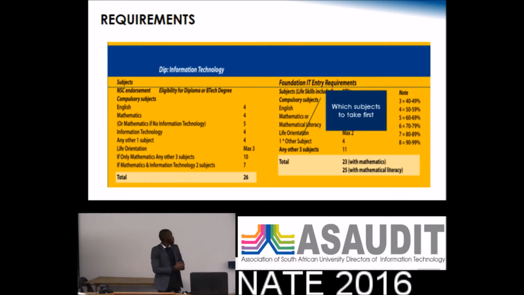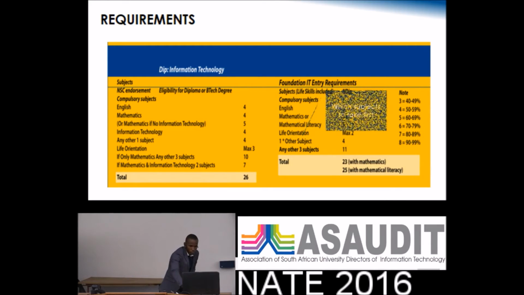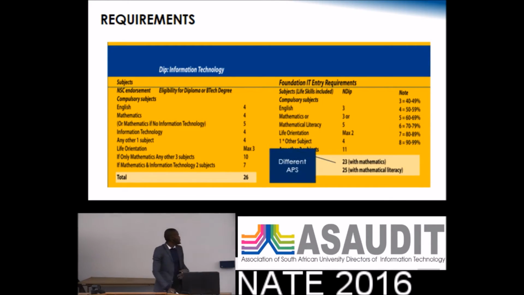Which subjects to take first? They tell you that they require 1 additional subject and they also require 3 additional subjects. They say 1 additional subject with level 4 and then 3 additional subjects with level 11. They must make a maximum of 11. So you don't really know which subjects to take if a student comes with the matric results, with different application point scores as well.